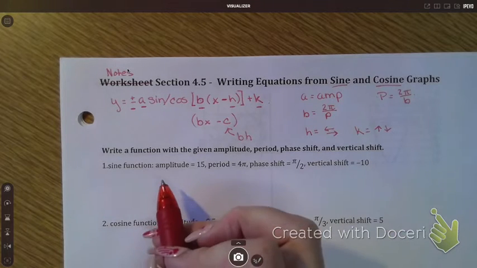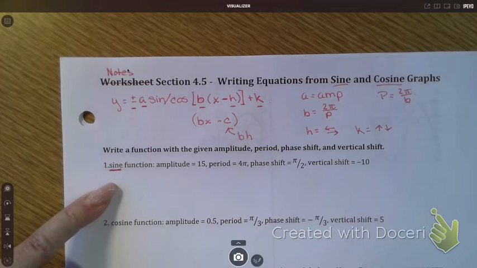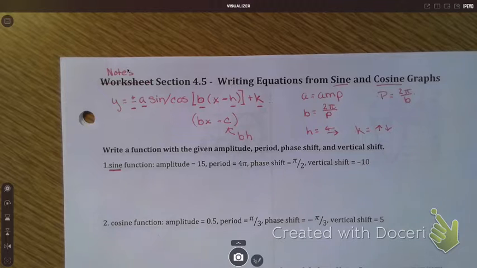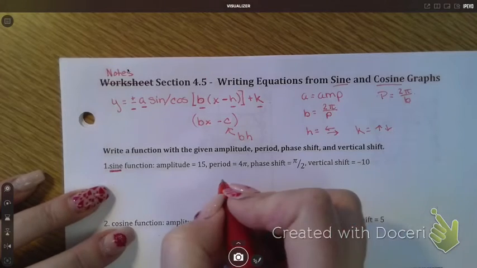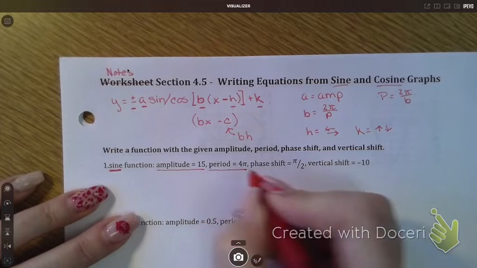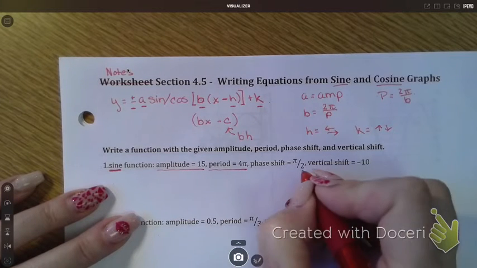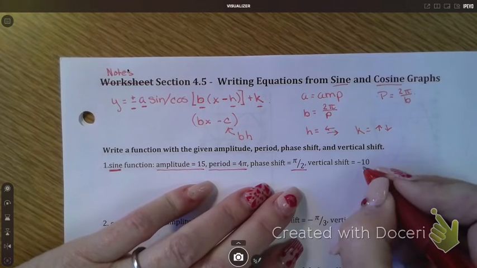So the first one we have is I want a sine function. You forgot the scale. Don't need it on this. We'll use the scale to find the period. We're not graphing anything. We are taking from a graph to write an equation. So we're going to make it a sine function. I have the amplitude as 15, the period as 4 pi, and the phase shift is pi over 2, and it's a vertical shift down.